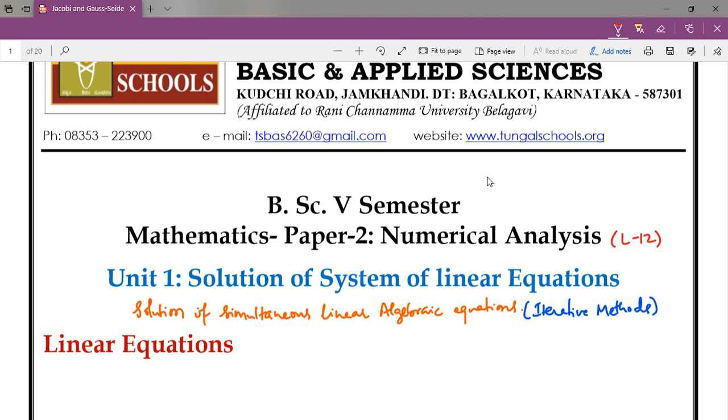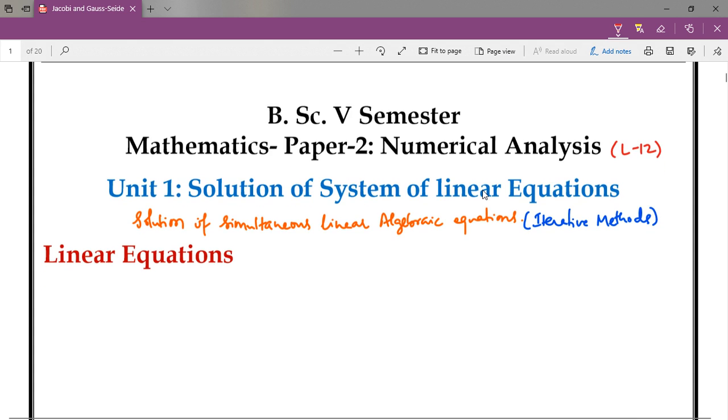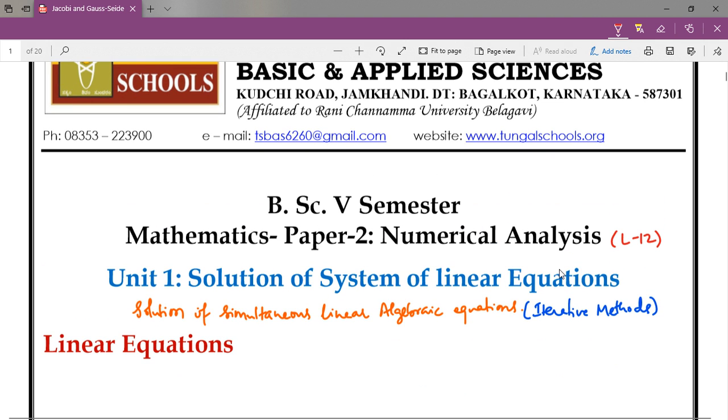So in the last class we have seen Newton-Raphson method, iterative method, and bisection method. Those three methods are for solving algebraic or transcendental equations. So now we are taking another method, that is to solve a system of linear equations, the solution of simultaneous linear algebraic equations. In that we are going to concentrate on only iterative methods.